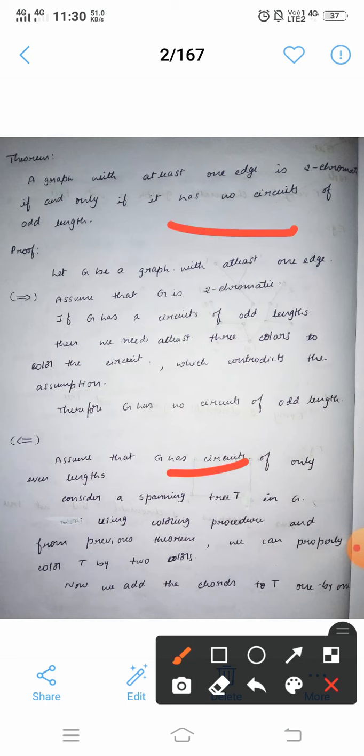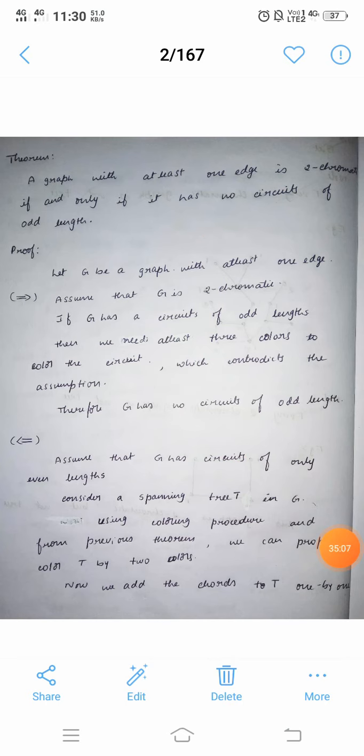Now, what we have to prove? We have to prove that the graph is two chromatic. How to prove? We prove this theorem by taking a spanning tree in that graph. Consider a spanning tree in that graph G.